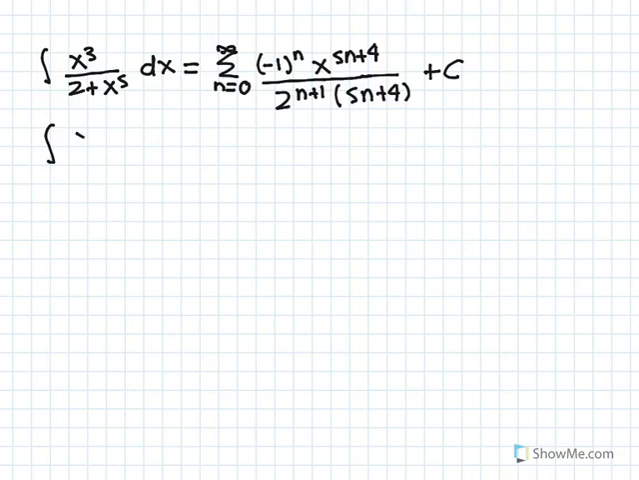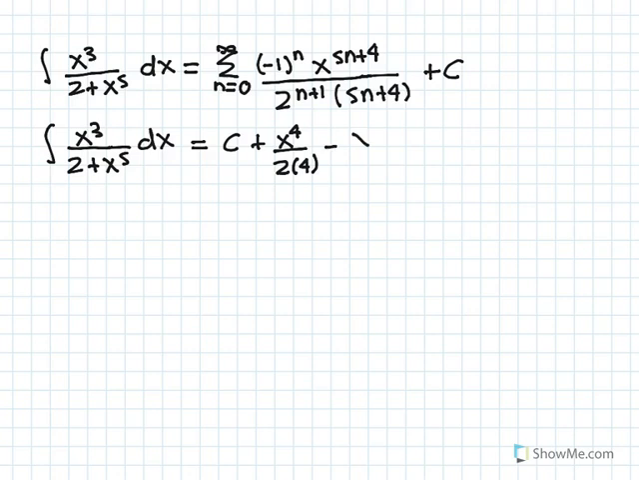So we have the integral of x cubed divided by 2 plus x to the power of 5 dx is equal to, plug in n equals 0, we're going to get negative 1 to the power of 0, that's 1. We get x to the power of 4 divided by 2 times 4. Plug in n equals 1, we get minus x to the power of 9 divided by 4 times 9. For n equals 2, we're going to get x to the 14 divided by 8 times 14.